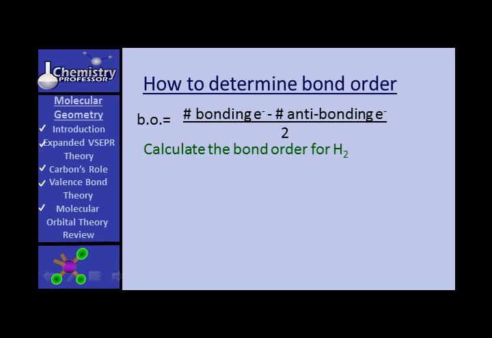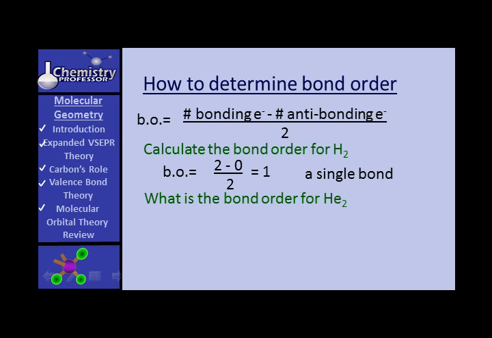Let's calculate the bond order for hydrogen. Go back and look at your energy diagram, your MO diagram that you did for hydrogen. The bond order is equal to 2 minus 0. That's 2 bonding electrons minus 0 antibonding electrons divided by 2. That's going to give us 1. That is a single bond. So yes, bond order of 1 is feasible, and that is what hydrogen has.